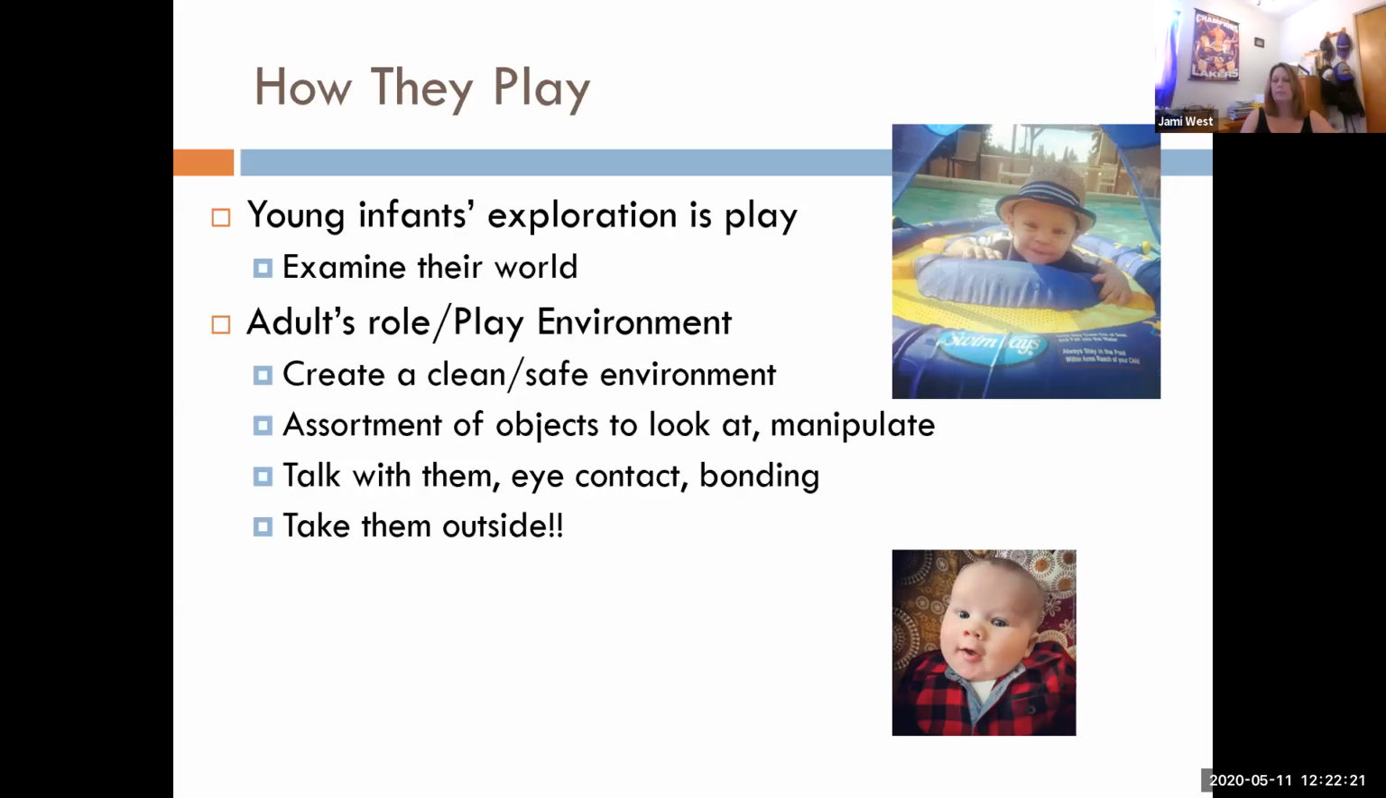Talk with them. Make a lot of eye contact with them. Use caregiving routines like diaper changing, feeding, bathing, dressing as opportunities to develop that bond and attachment. And lastly, take them outside. If we know that our babies are learning through their senses, where is the most sensory environment you can have? Outside.